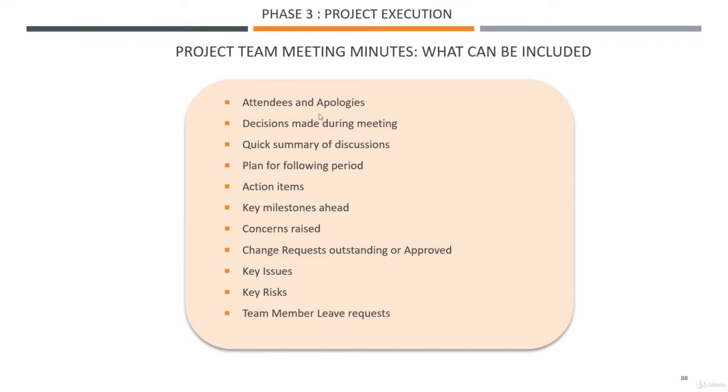The attendees and apologies, that's quite important. If someone was not present when we made a decision, or if someone never turns up, it's good to have them on this list. Decisions made during the meeting, that's very important. So we all agreed on something, it has to be logged somewhere. A quick summary of discussion. So we don't want this person said this and then this other person replied this. I don't think we do this anymore. It's not very useful.